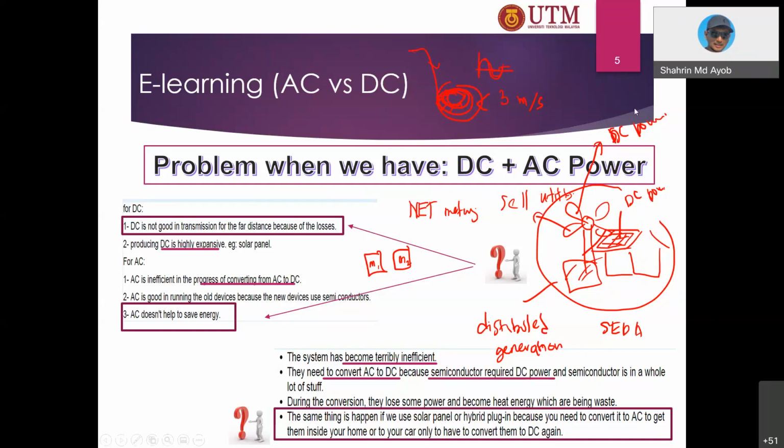Mostly the DC power generators come from renewable energies such as solar, the wind turbine, and so on. Even though this wind turbine is rotating, inside it they have some circuit that actually produces DC power.